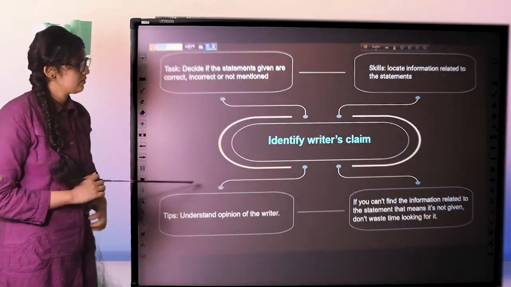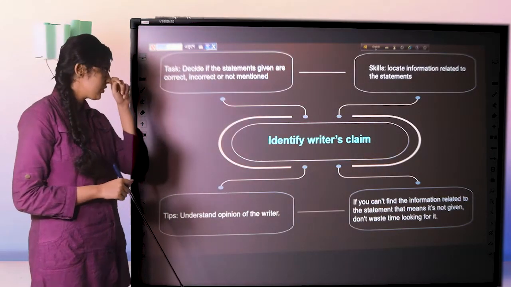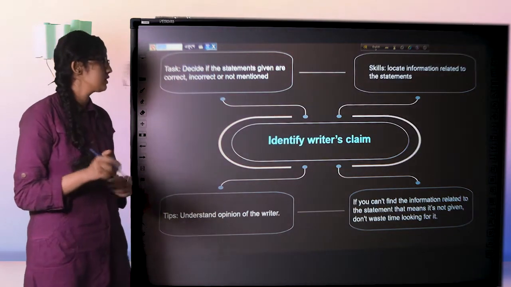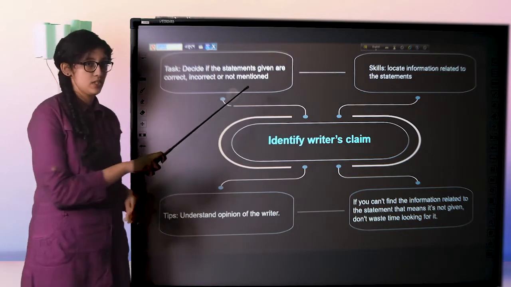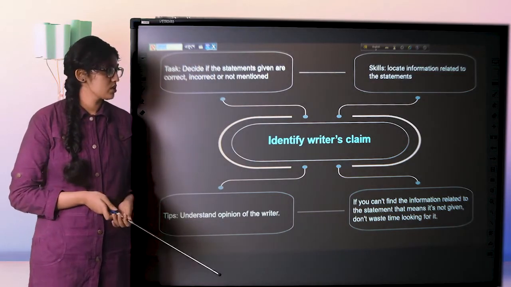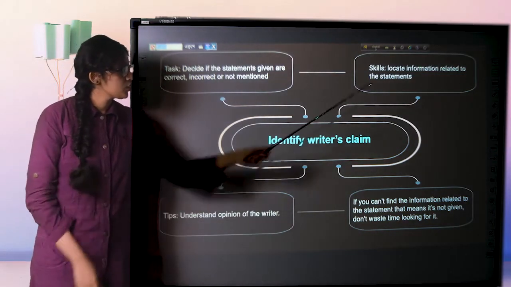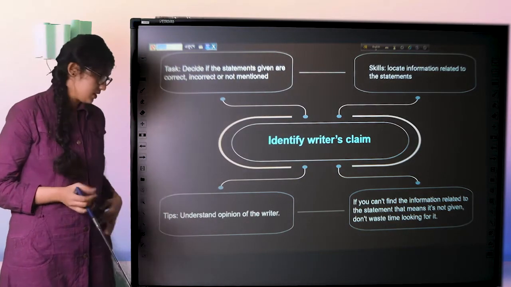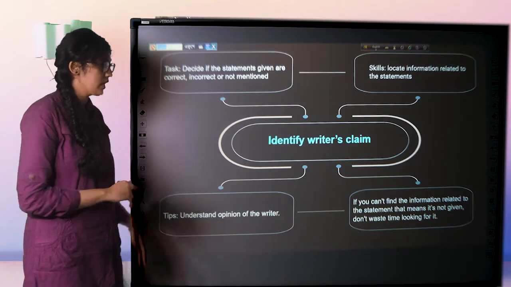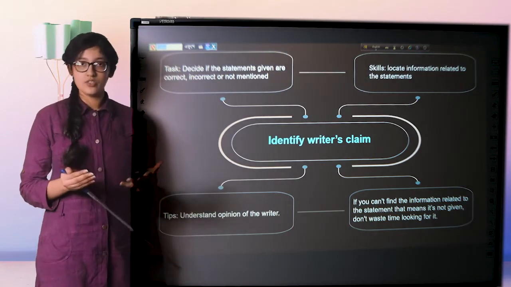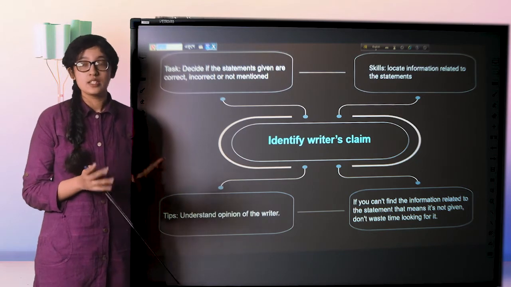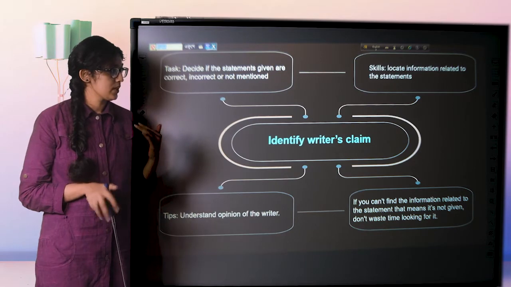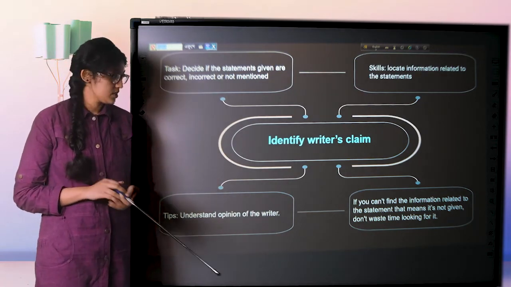Now let's move on to identifying writer's claims. For this, you need to decide if the statements given are correct, incorrect, or not given. This is actually very similar to true, false, not given questions. You should be able to locate information that's related to the statements in the passage. You should understand the opinion of the writer. If you're not able to understand what the writer is trying to say, you won't be able to decide whether the statements are correct or not, or whether the information about the statements is actually given or not.